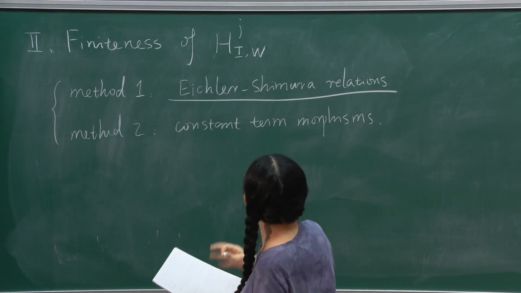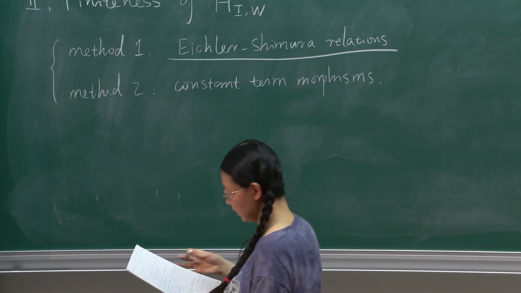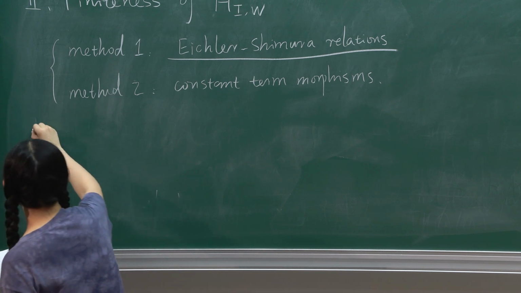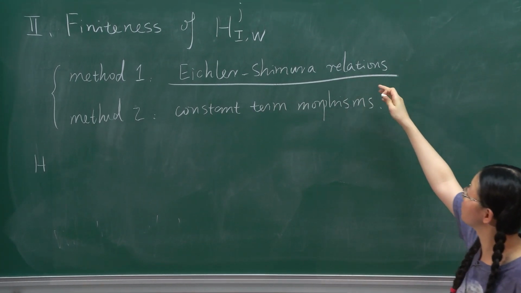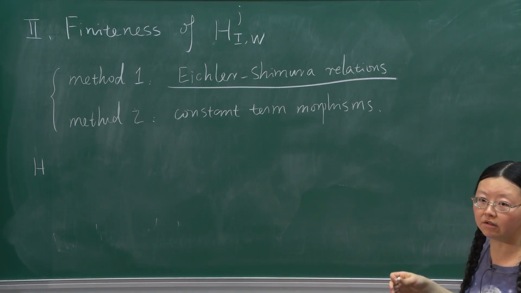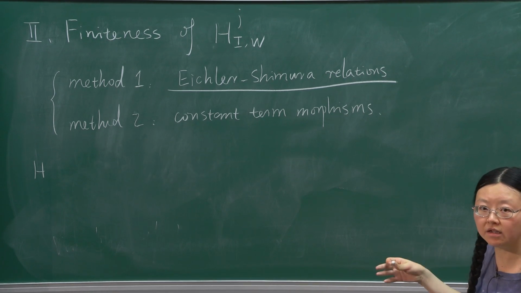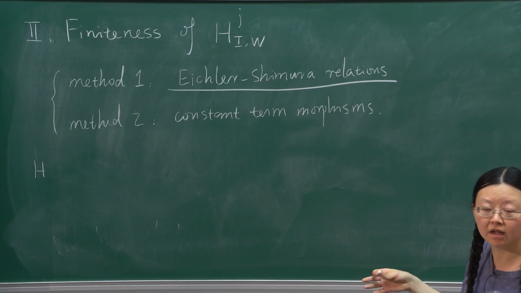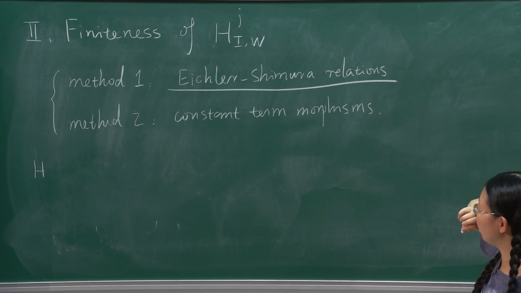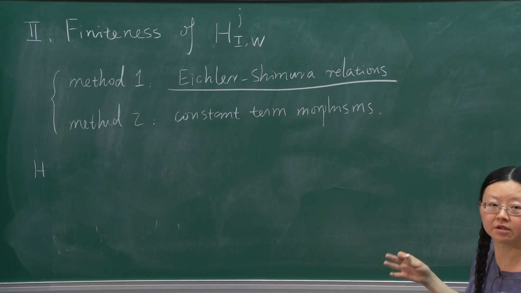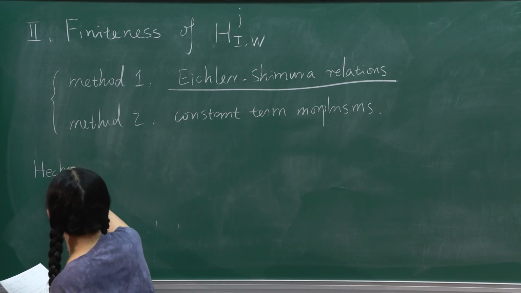So let's recall the Eichler-Shimura relations. Begin with the Hecke operator. In one word, this says that you have a polynomial of Hecke operator coefficients, and the polynomial annihilates the partial Frobenius morphisms. So let's begin with the Hecke operator.